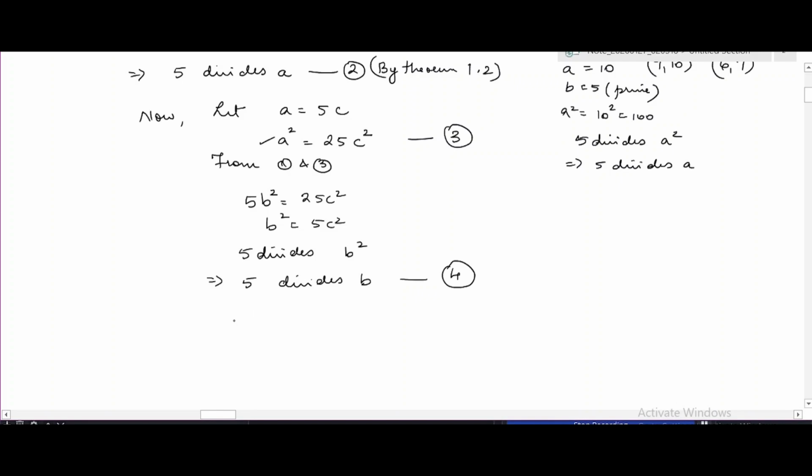So from 2 and 4, what is 2? 5 divides a, 5 divides b. Okay, so we can say that 5 divides both a and b, which implies 5 is a common factor of a and b.